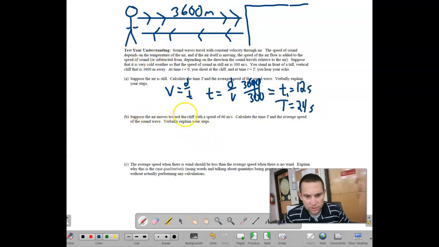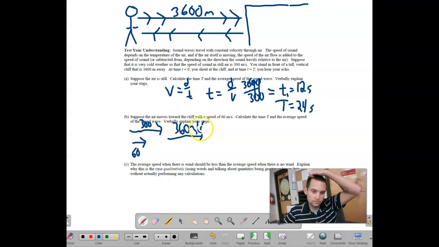Now for B, suppose the air moves toward the cliff with a speed of 60 meters per second. So now we're dealing with wind. So now we have 300 meters per second, just the speed of sound. Sound is the vibration of air particles moving through the air. So we have 300 meters per second, and then we have 60 in the same direction. So what is the total velocity? To the right, it is going to be 360 meters per second.